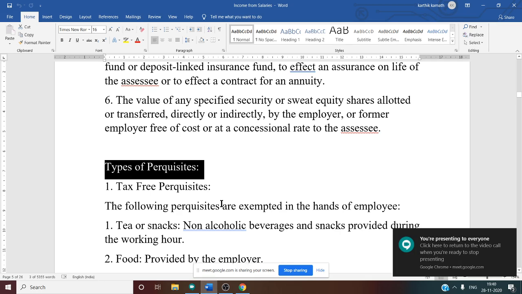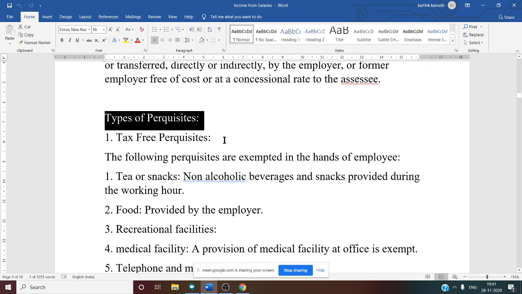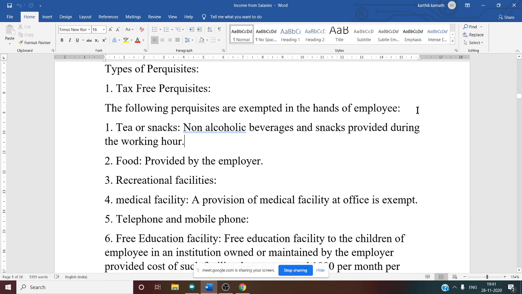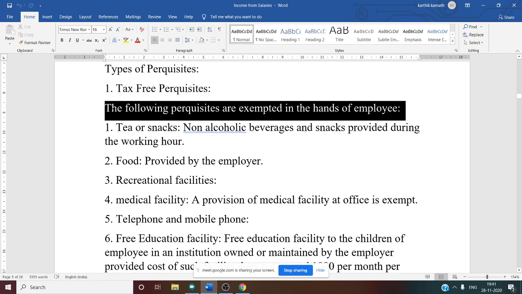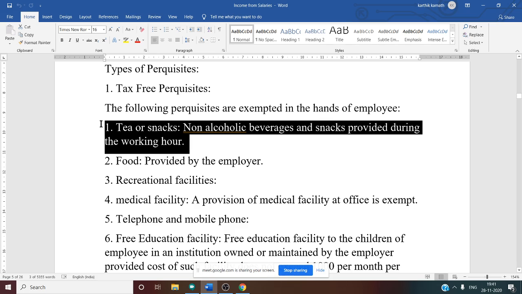Yes. See, now after discussing what we mean by perquisite, the next thing we have to see is types of perquisite. Under that, the first type is tax-free perquisite. Tax-free perquisite means whatever comes under this category, there is no tax. It is exempt from taxation. What are those? That we have to discuss. So first, the following perquisites are exempted in the hands of the employee. The first one is tea or snack, meaning any kind of non-alcoholic beverages, or snack provided during working hours. It is exempt from tax.